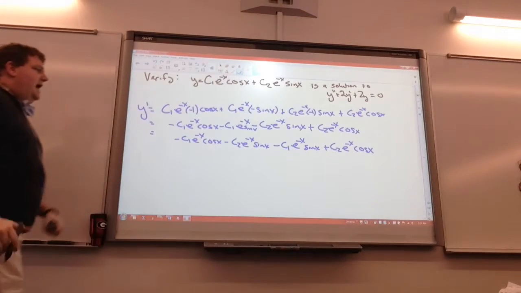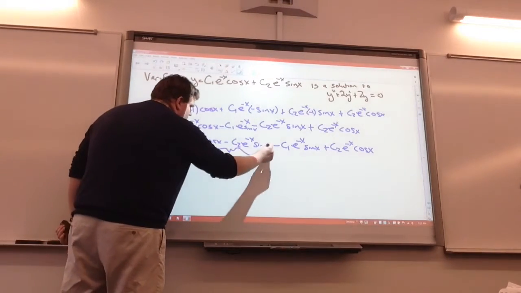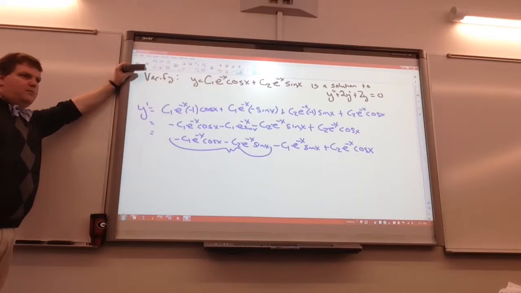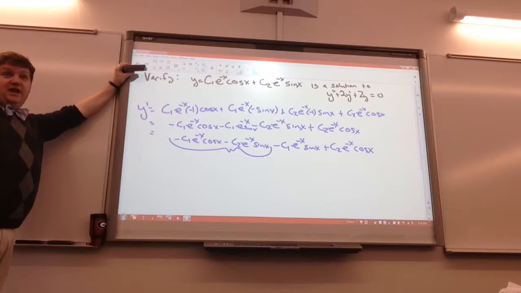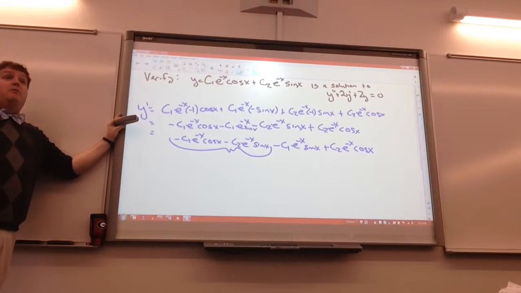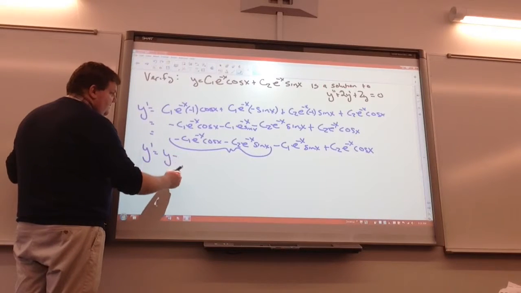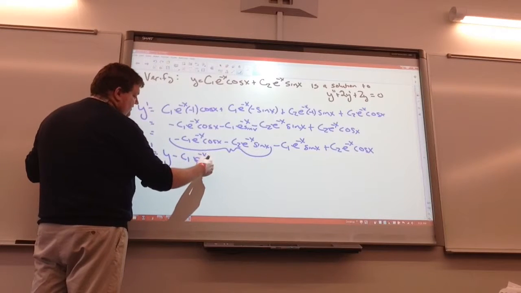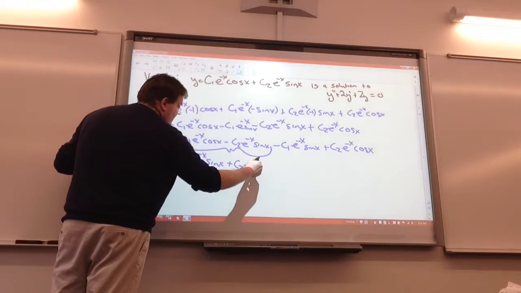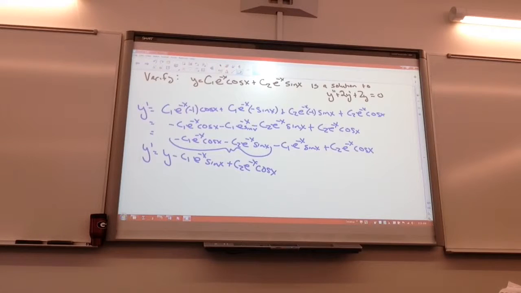Now, why did I reorder this? What's all of this right there? Look above. It's y, but not just y, it's negative y. So by reordering everything, I was able to take half of this derivative and replace it with what I originally started with, that y. Which means that y prime is equal to y minus c1 e to the negative x sine of x plus c2 e to the negative x cosine of x. And that's much easier to deal with when I'm doing a second derivative.